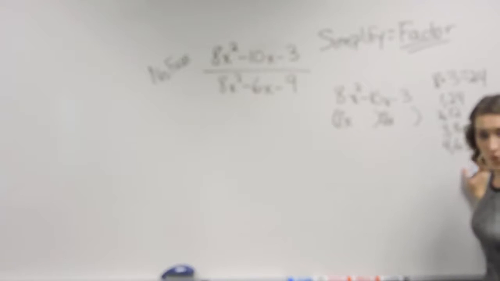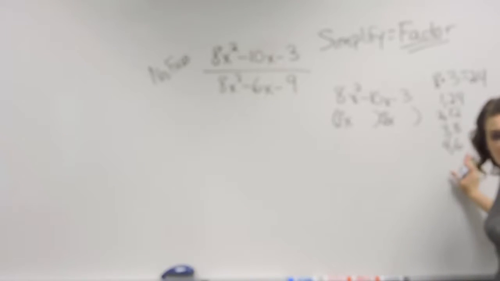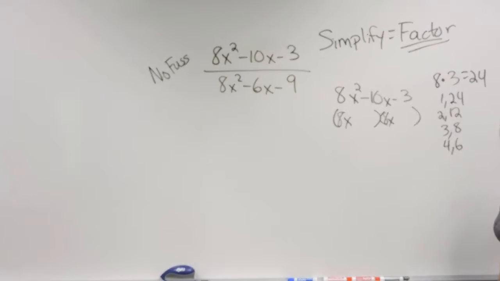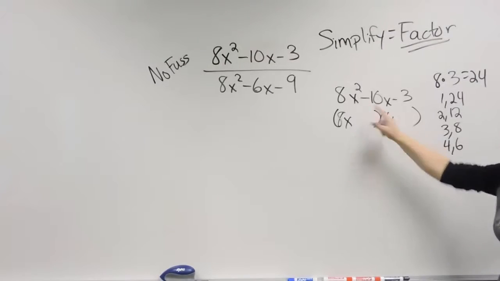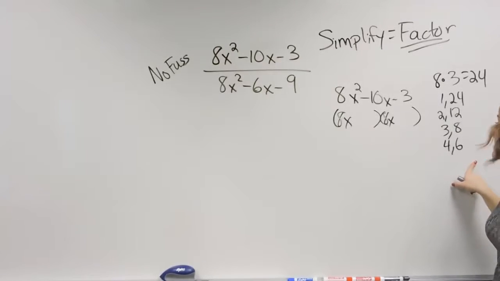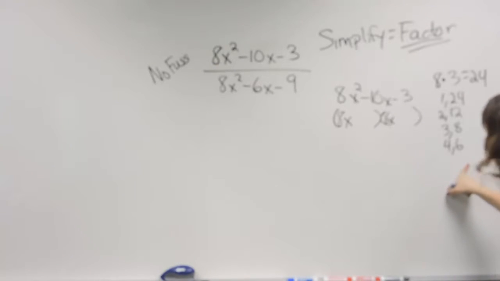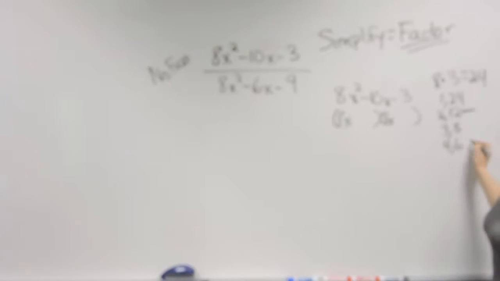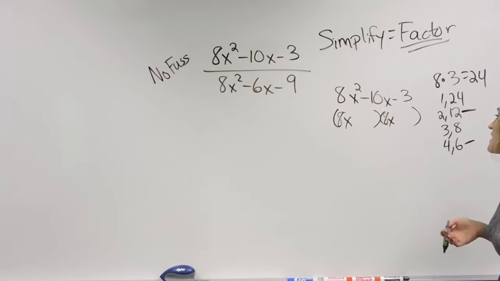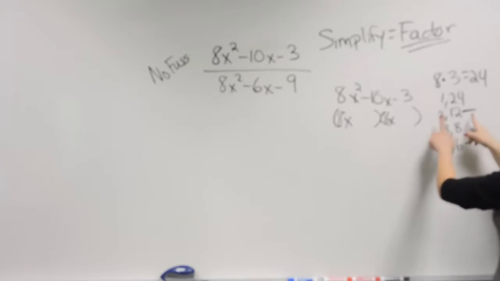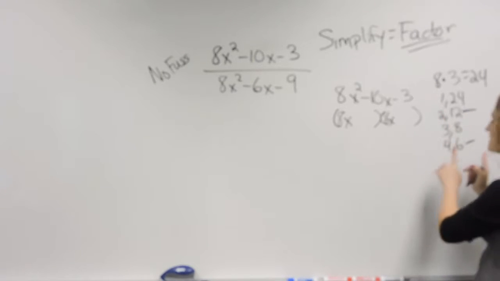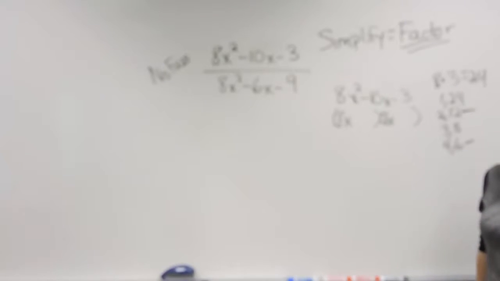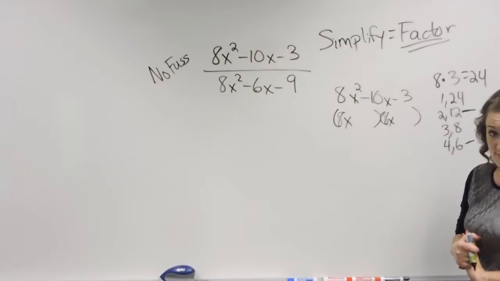Now what we're looking for is which combination of these numbers is going to add or subtract to get our middle term, which is a 10. Which one of these adds or subtracts to get a 10? We need to be a little careful here, because 12 minus 2 is a 10, but 6 plus 4 is also a 10. So we need to figure out whether they need to subtract to get a 10 or add to get a 10. This one's a little tricky. To figure that out, we actually have to figure out our signs first.